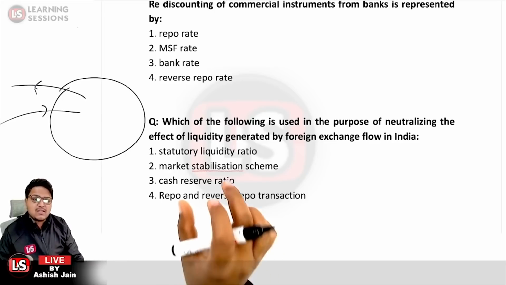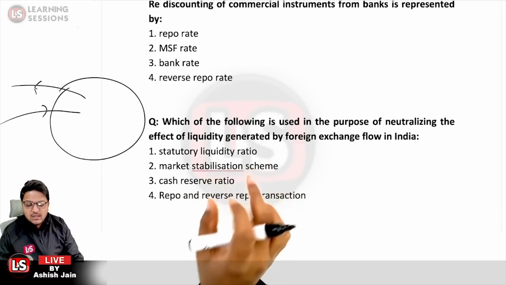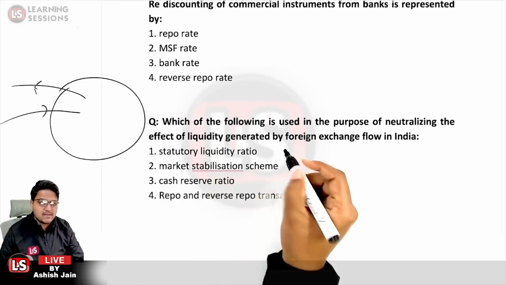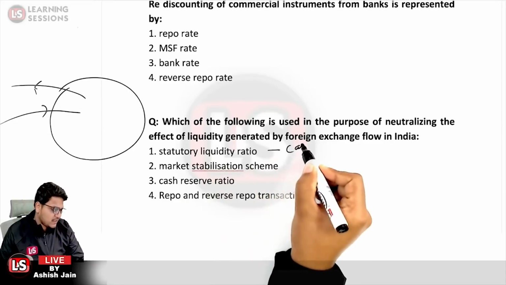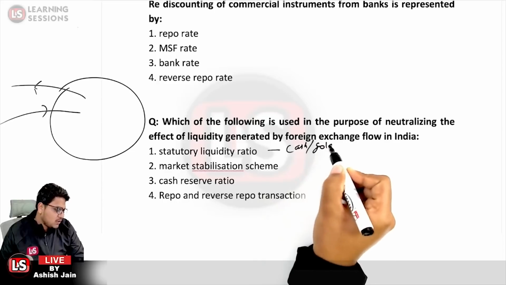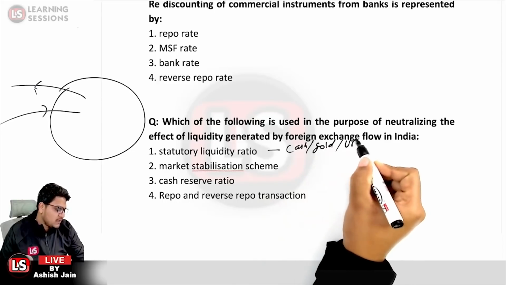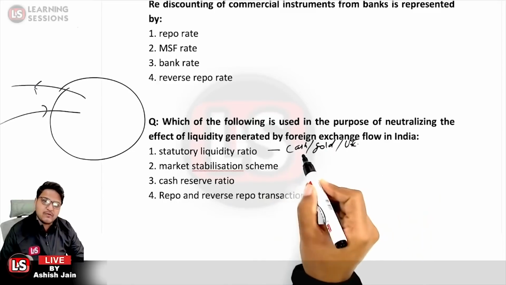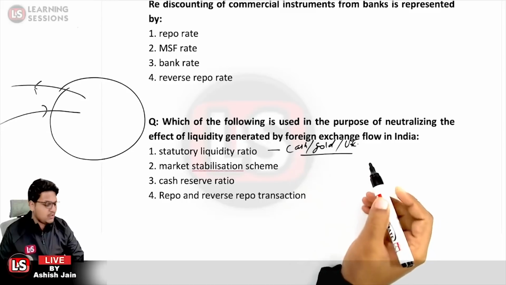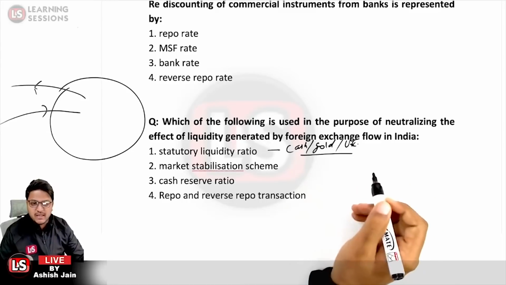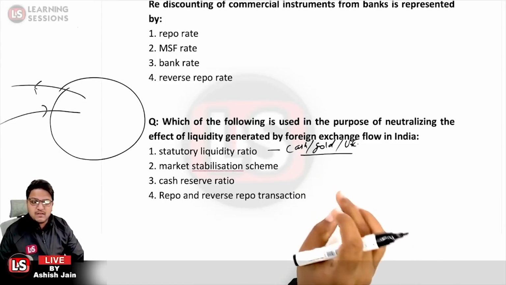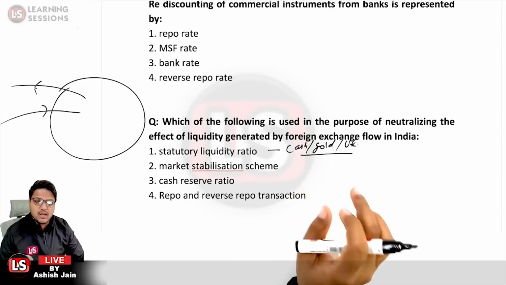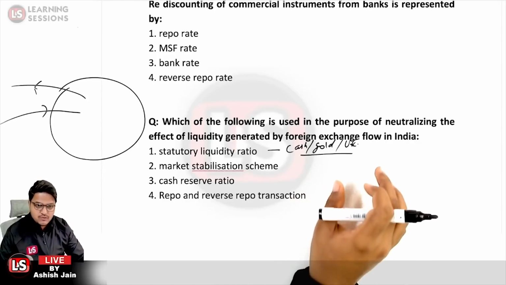So in case of the statutory liquidity ratio, what happens? The banks are to maintain, either in the form of cash, or gold, or unencumbered securities with the Reserve Bank of India, a fixed percentage of the NDTL. A fixed percentage of the NDTL is to be maintained in the form of cash, gold, and unencumbered approved securities.